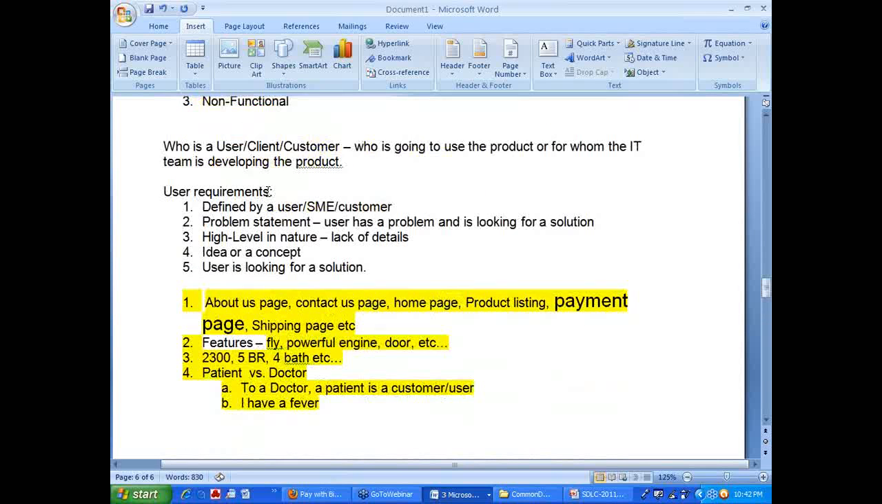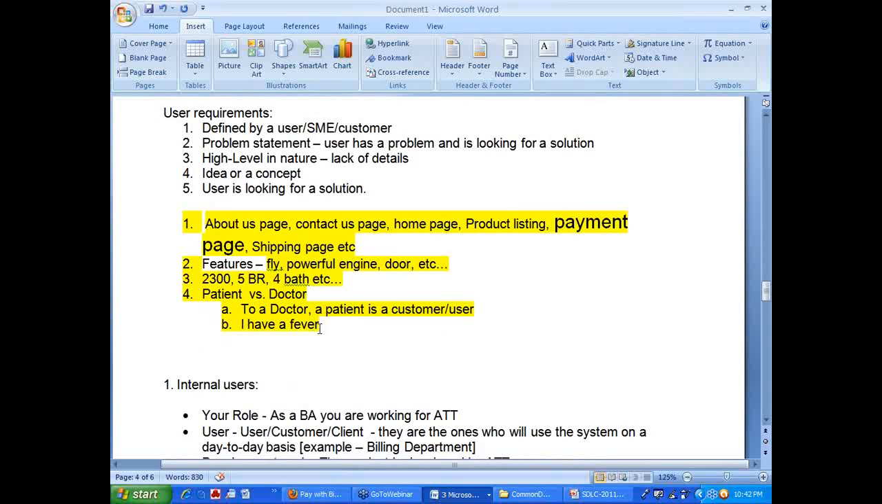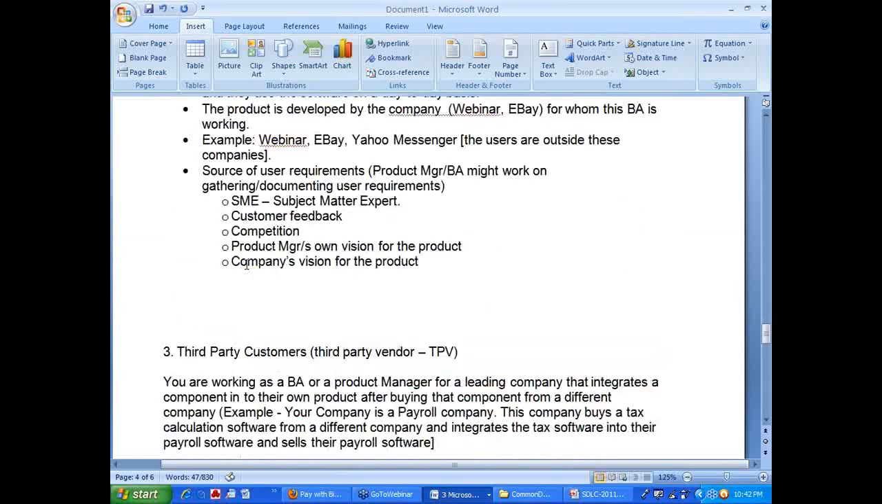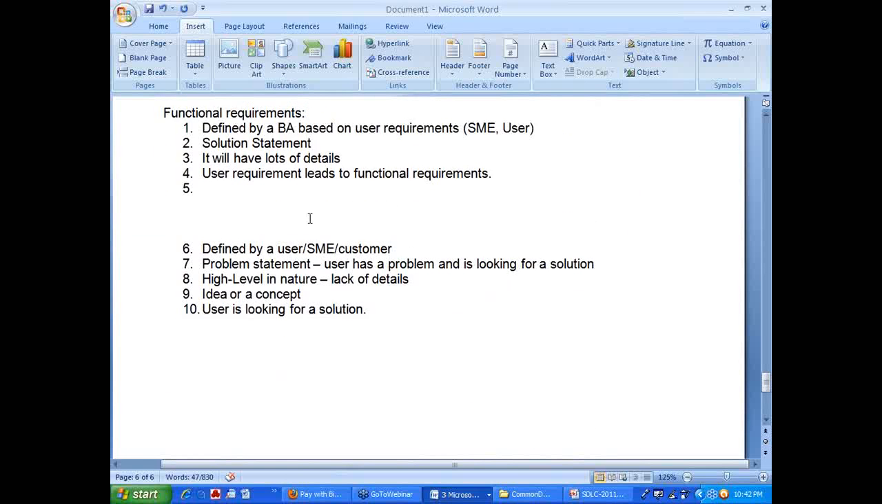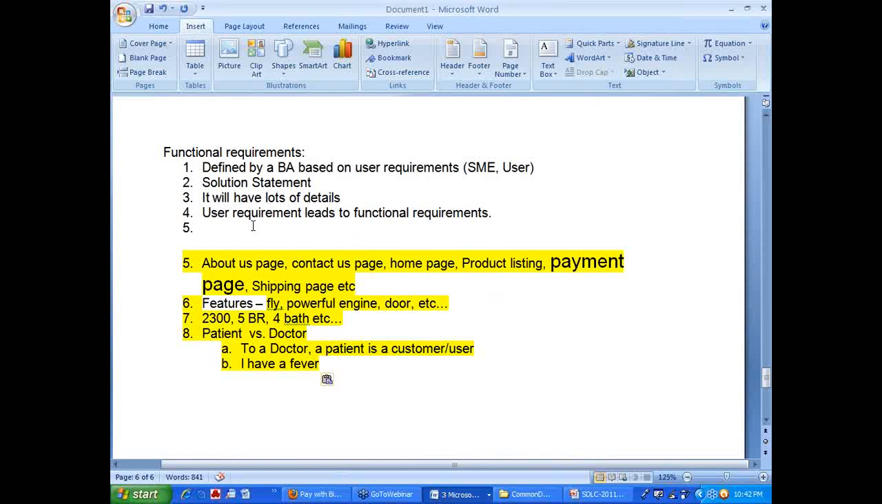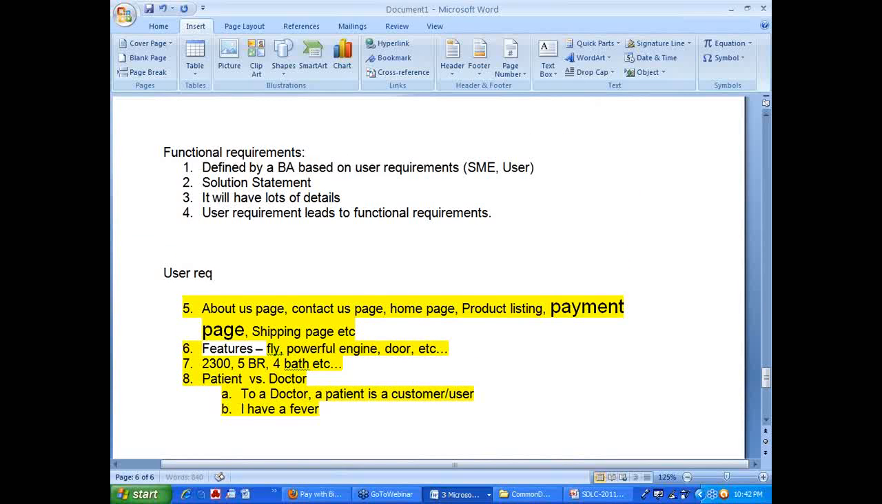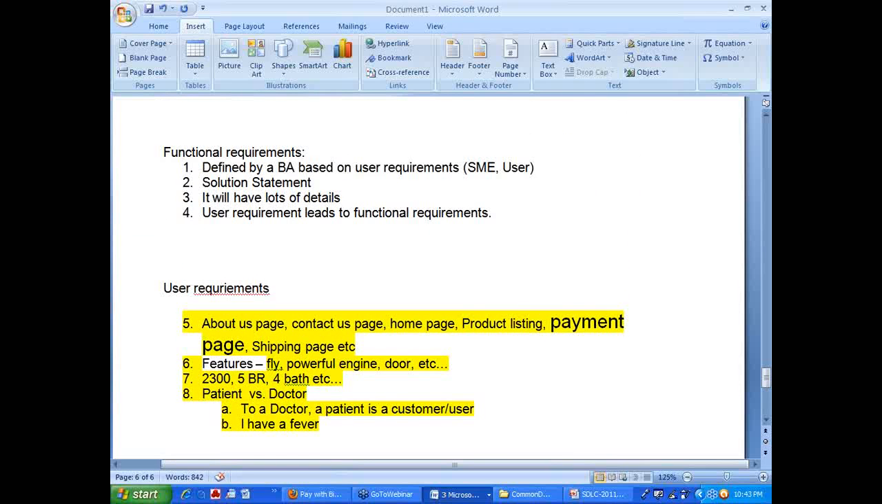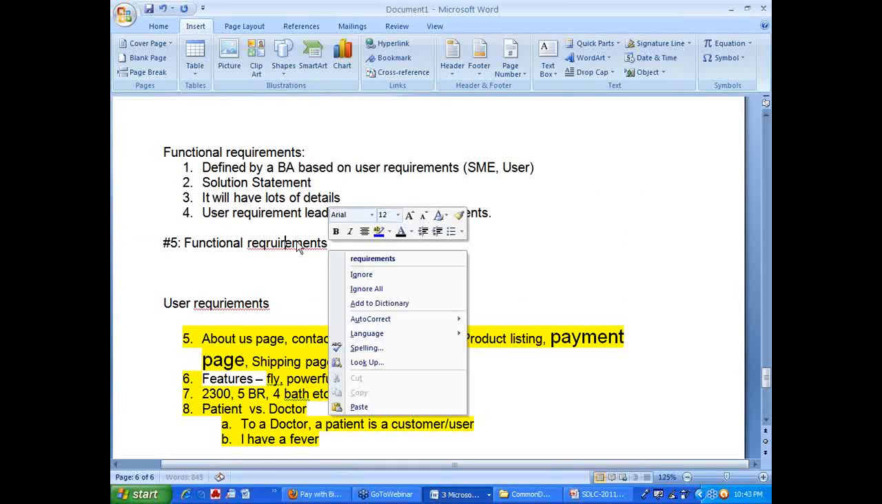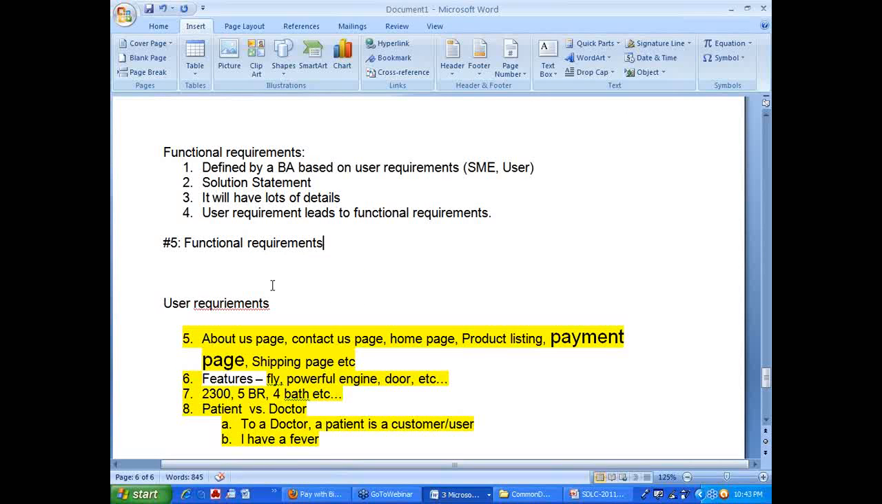For example, earlier I used this example. These are all user requirements. Not enough information. So in each case, functional requirements will have to be developed. For example, for number 5, what are the functional requirements? It will take hours and hours to develop.